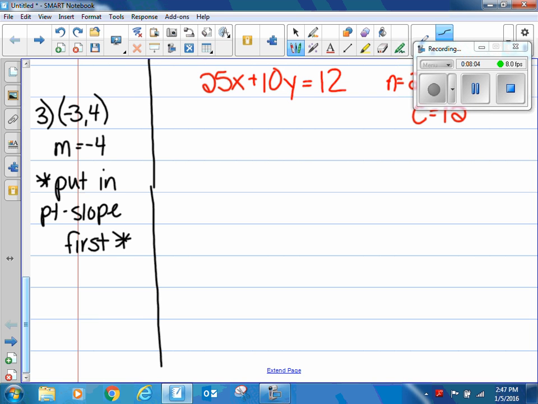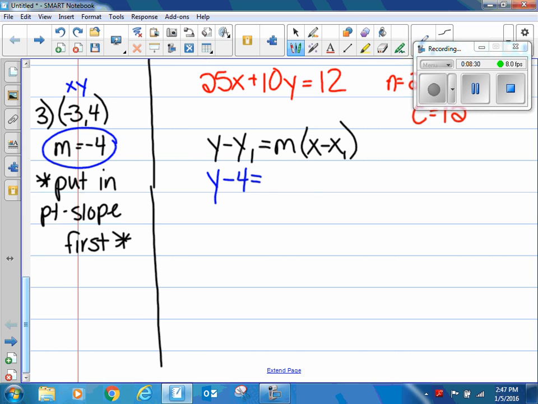So how are we going to do that? Well, we know what point slope is: y minus y1 equals m times x minus x1. Now I'm going to fill in what I have. y minus 4, I'm getting my x and y from over here, equals my slope, which is -4, times x. x minus a -3 would give me a +3.